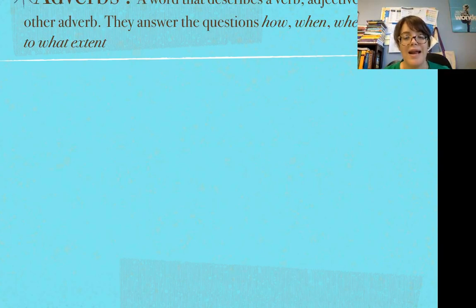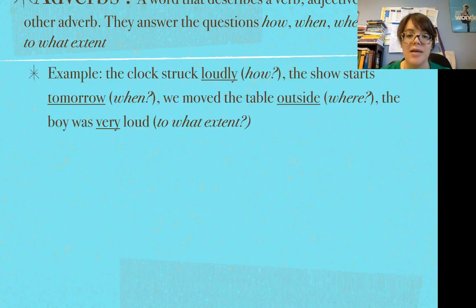All right, adverbs. A word that describes a verb, adjective, or other adverb. They answer the questions how, when, where, and to what extent. So, example, the clock struck loudly. That's how it struck. The show starts tomorrow. That's when it starts. We moved the table outside, where we moved it. The boy was very loud. To what extent he was loud.